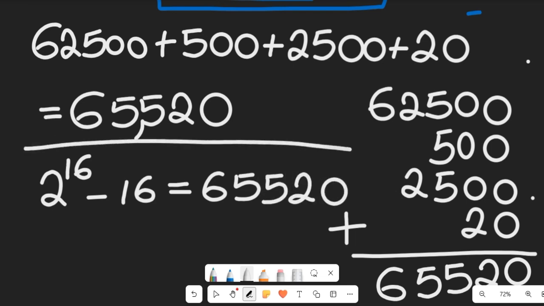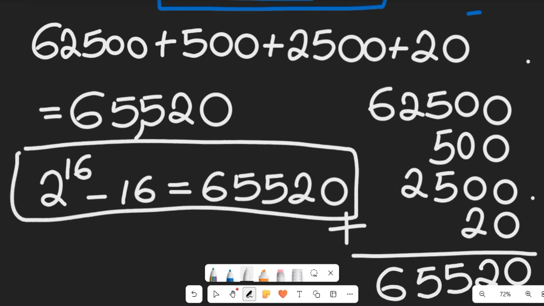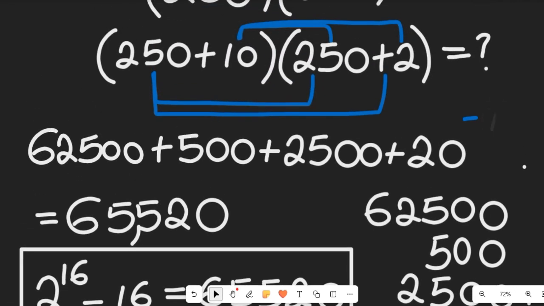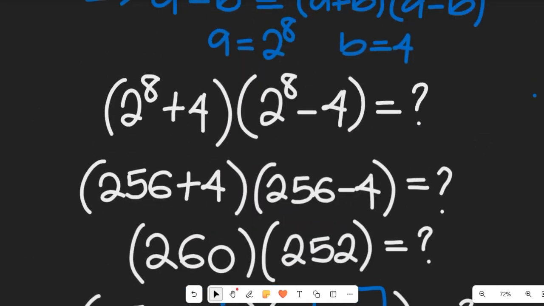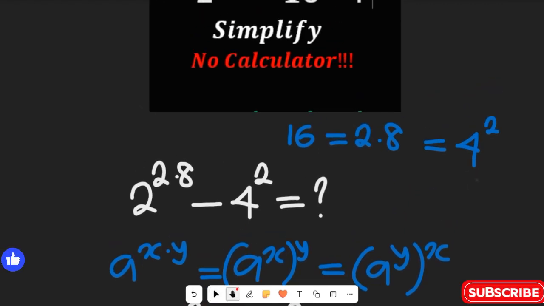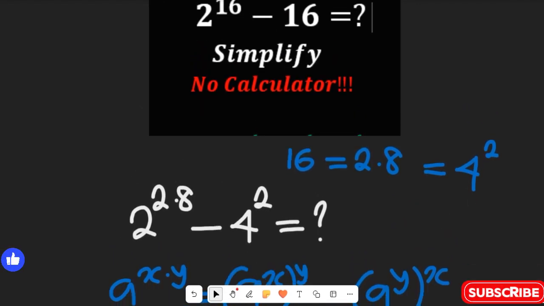See? Very easy. So you see, automatically, if you can apply algebraic expressions, you can easily solve a simplification problem, as easy as it might, as difficult as it might seem.